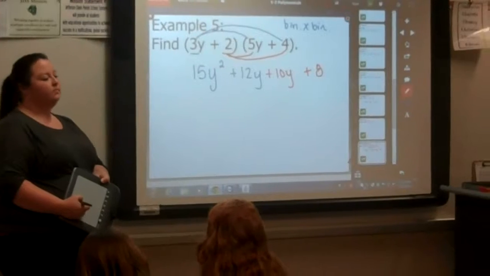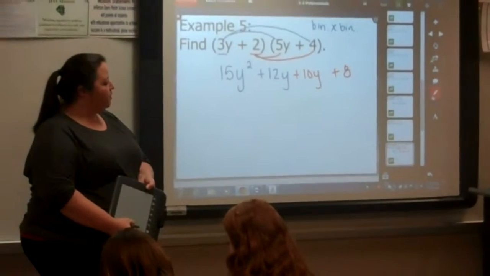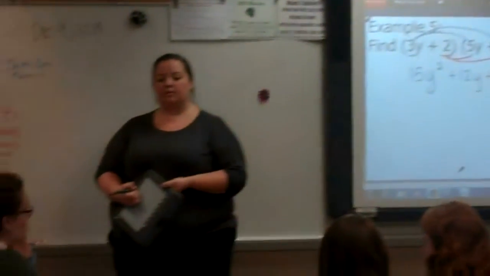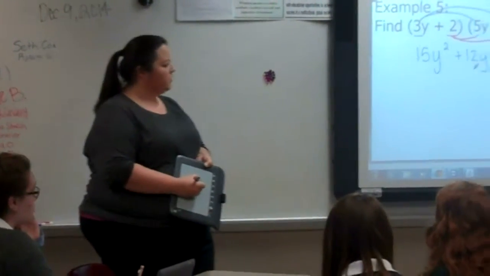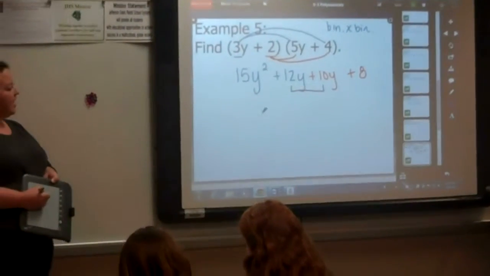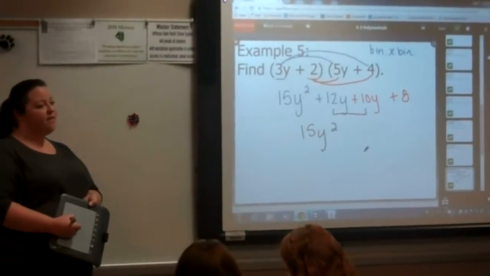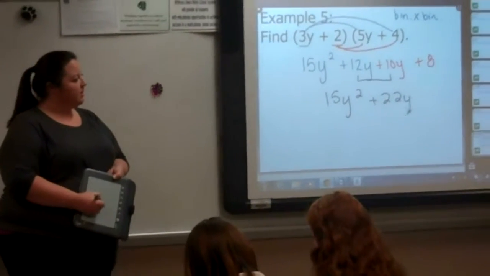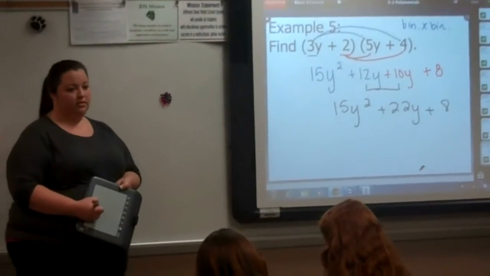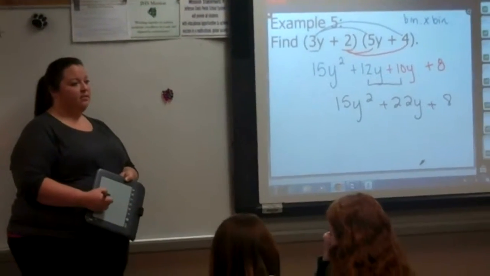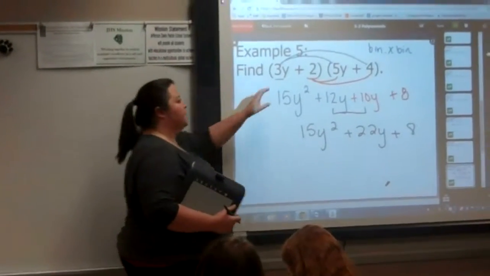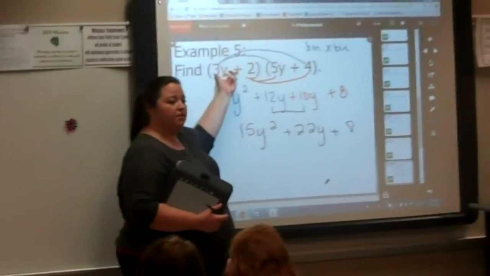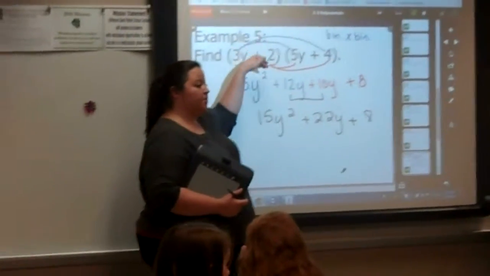Why not? Combine like terms. At this point, what can we combine? 12y and 10y. So we bring down 15y squared. What do we get for our new middle term? 22y. And then plus 8. Any questions on that? We're not just distributing one thing anymore. We're distributing two things because a binomial has two terms. And so you distribute and then combine like terms.